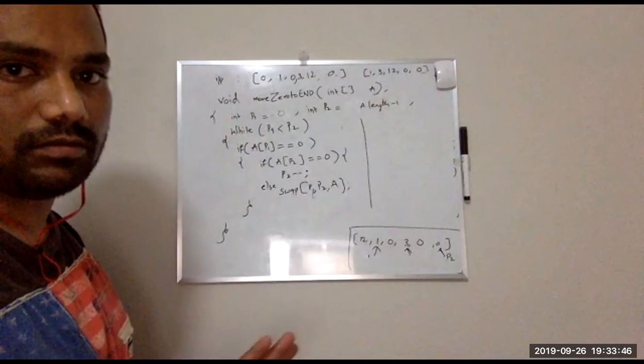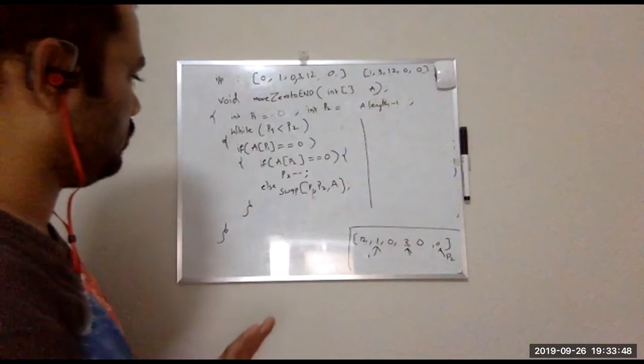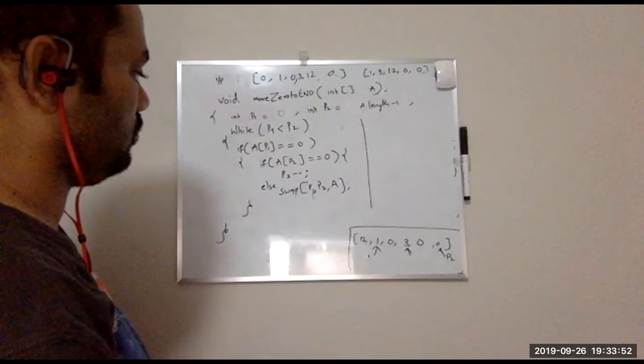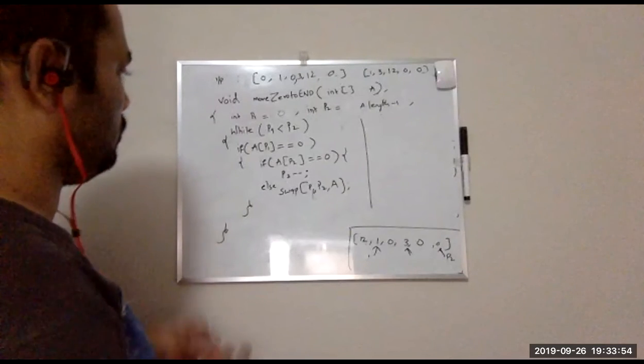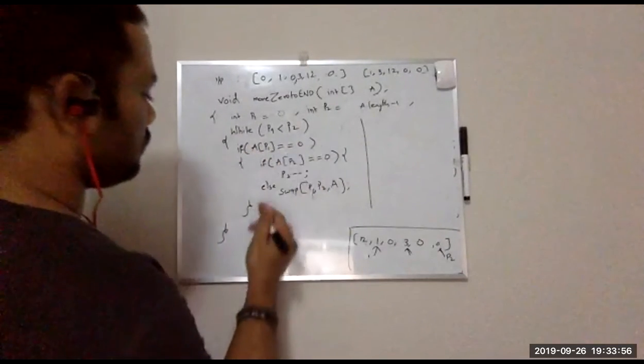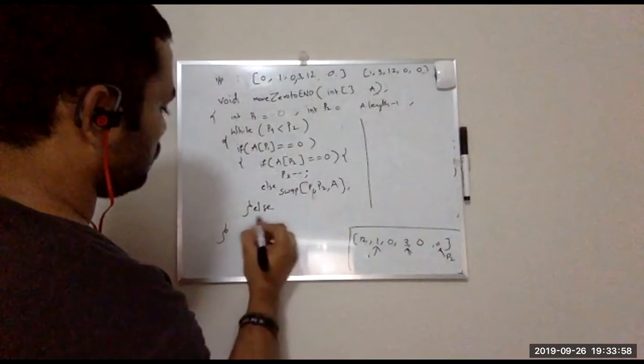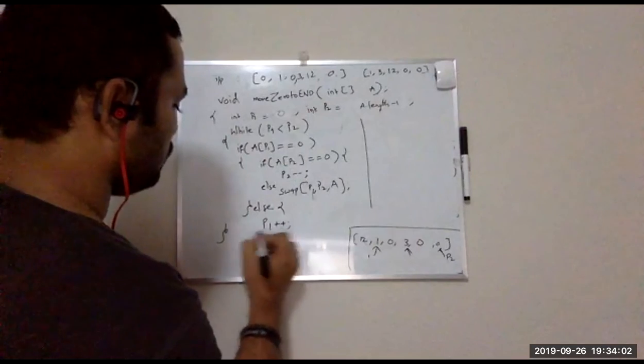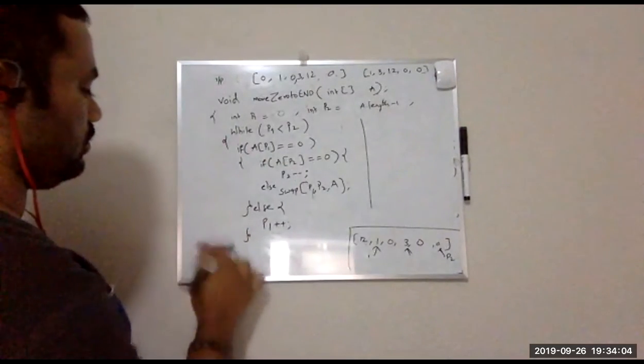What do you think? Is it done or is it something that you need to tweak? So if a of P1 is not equal to 0, then I will increment P1 here. That's it.